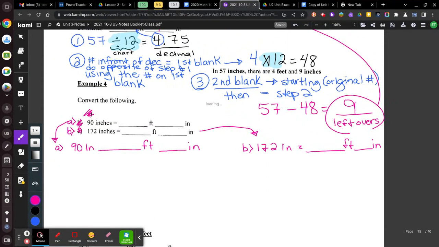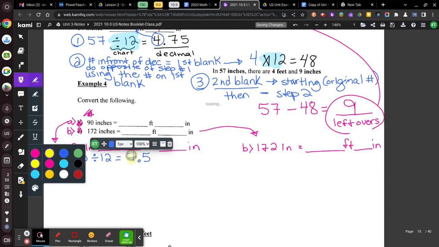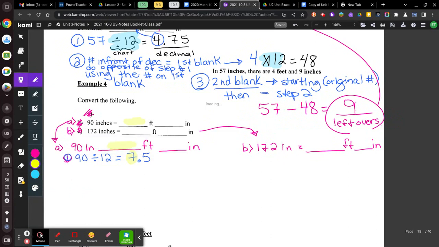So the first step says, do your first conversion. So I want inch to feet. So inch to feet, I'm going down, I'm dividing. So in my first step on this one, step 1 is take your original number and then do what the chart tells you. In this case, my chart is telling me divide 12. I get my answer, 7.5. The number I want from that answer is that 7. That's going to fill in my first blank. So I know my first blank is a 7.